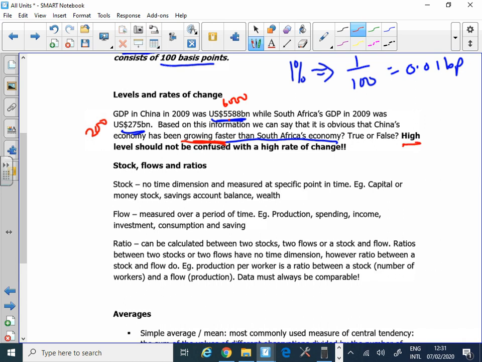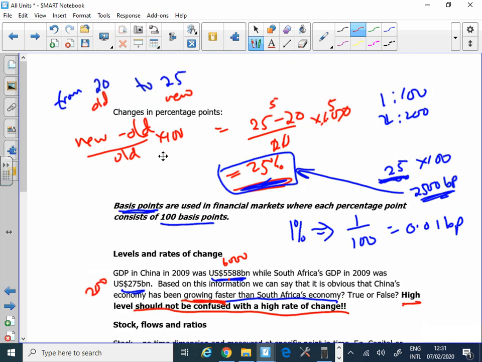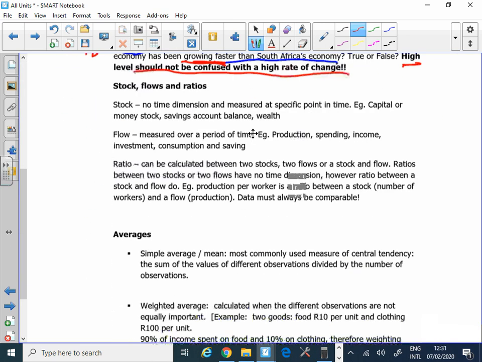So we say high level should not be confused with a high rate of change, because we did not calculate any rate of change. We were not given two numbers, we only had one number. To find a rate of change, we agreed we are going to say new minus old over old times 100, and here we only have the new number.